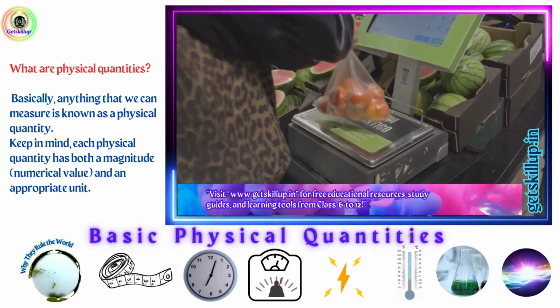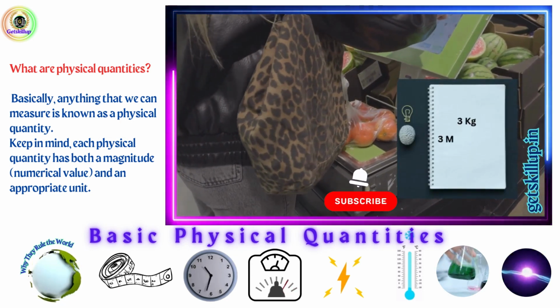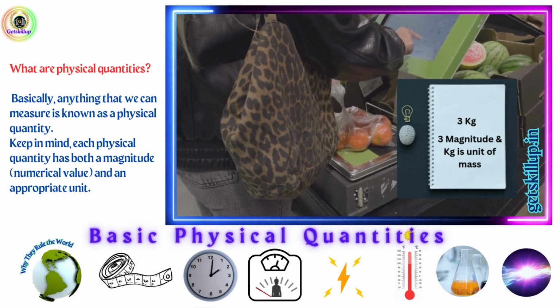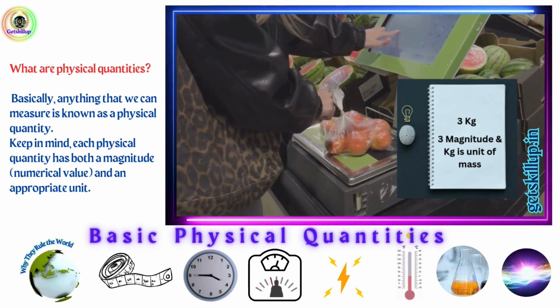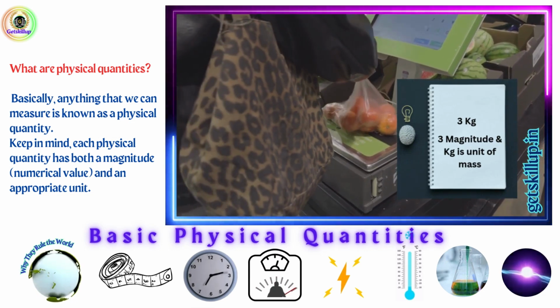Now, consider vegetables or fruits. Let's say their weight is 3 kilograms. Here, 3 is the magnitude and kg is the standard unit of mass. Mass can be measured, so that too is a physical quantity. So, always remember, anything measurable is a physical quantity.